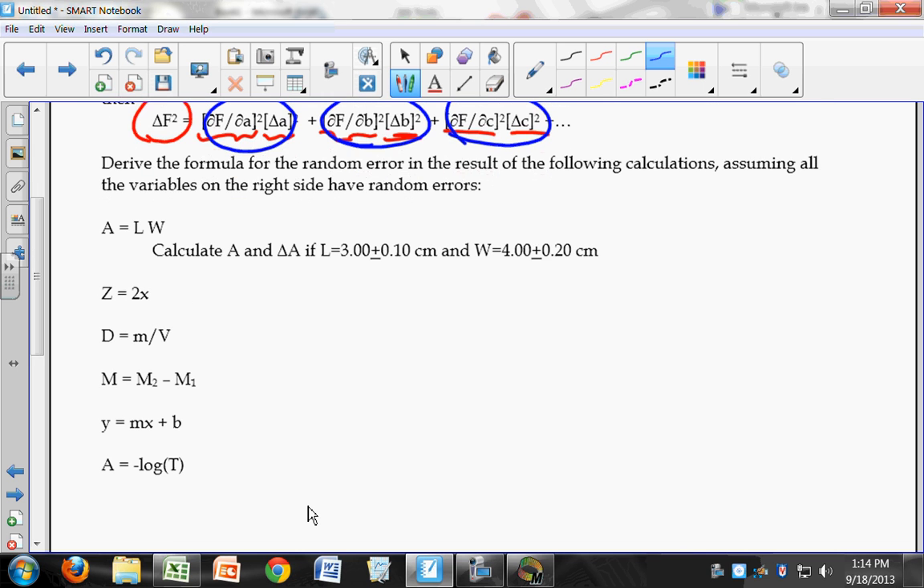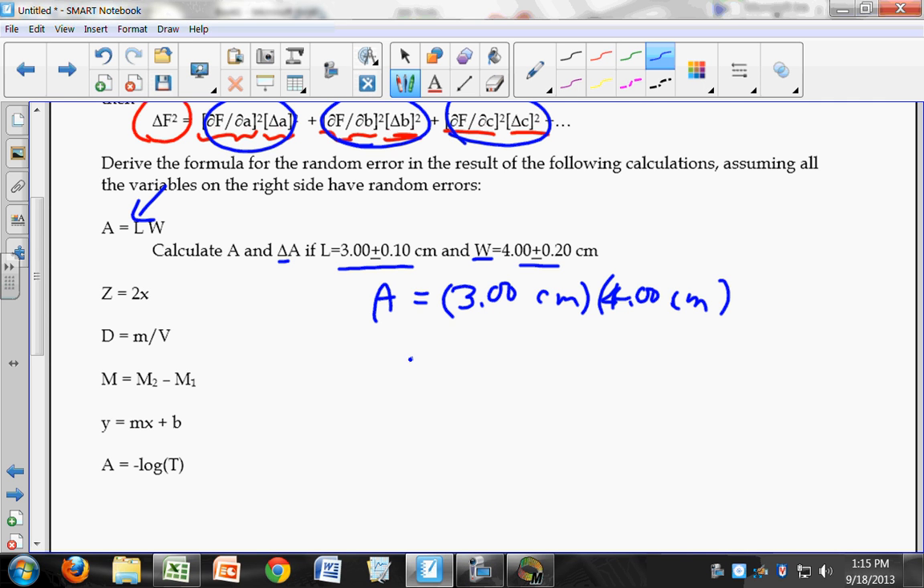Let's say you want to calculate the area, and your length is 3 plus or minus 0.10, and your width is 4 plus or minus 0.20. How do I get delta A? Well, first of all, what's my area going to be? 3.00 centimeters times the width, which is 4.00 centimeters. That gives me 12 centimeters squared. The question is, how should I report that? What should be the uncertainty in the 12? How do we do that?